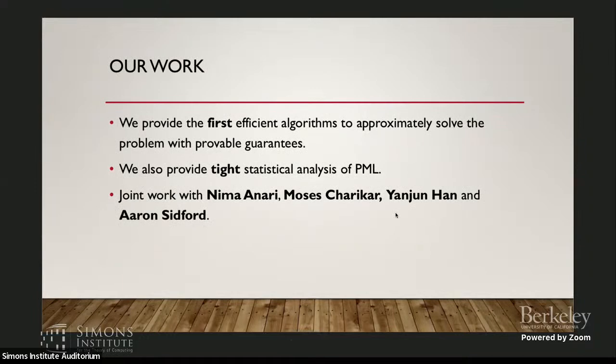In our work, we provide the first efficient algorithm to compute these approximate PML distributions. Ours was the first algorithm which gave some provable guarantees. Prior to our work, since its introduction in 2004, there have been many heuristic algorithms, but none of them had any provable guarantees. In my other line of work, we also provide some tight statistical analysis of this PML. All this is joint work with Nima, Moses, Yanjun, and Aaron. I think Yanjun is in the audience here.